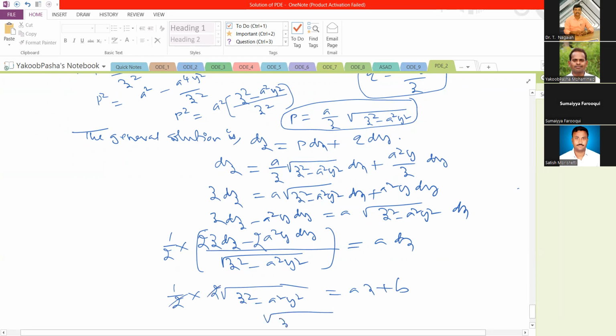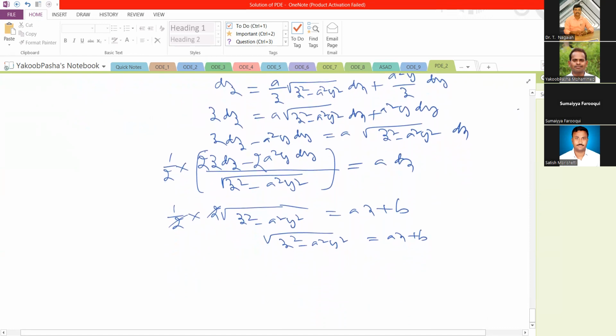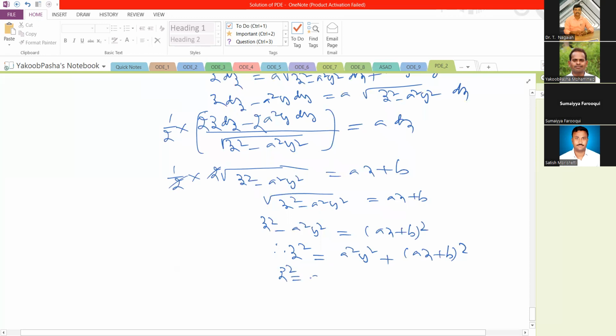So under root of z square minus a square y square is equal to ax plus b. They simplified it further and did not stop here. What they did is write z square minus a square y square is equal to ax plus b whole square. And z square is equal to a square y square plus ax plus b whole square. Again they opened this also using the a plus b whole square formula in the option. That is why I did not write the option. z square is equal to a square y square plus a square x square plus 2abx plus b square. Option. Okay.